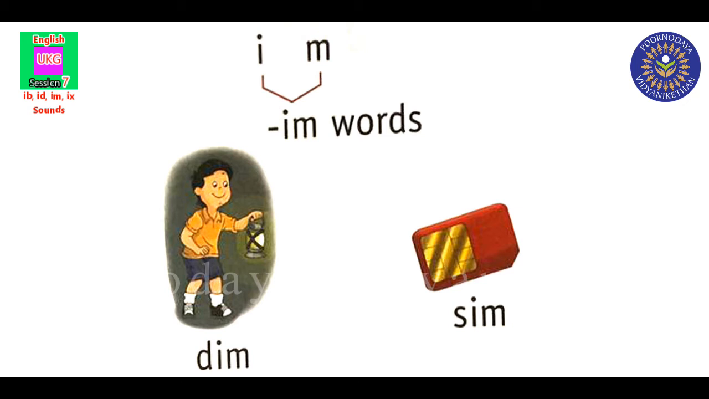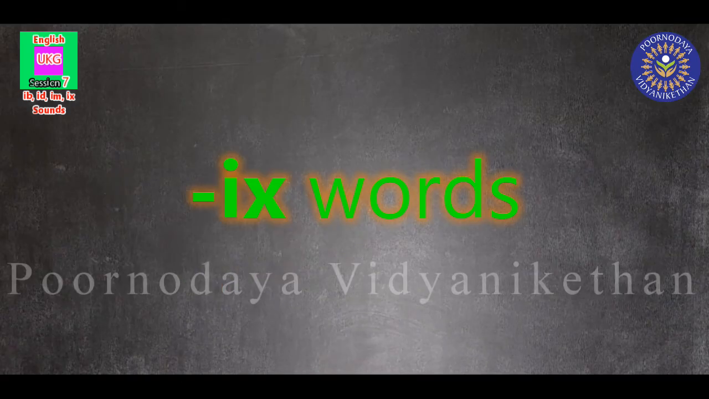What is this? Sim. This is a sim. And what is the spelling? S I M. Sim. And what is the sound here? Im sound. So we have learned im sound. Now see this, children.